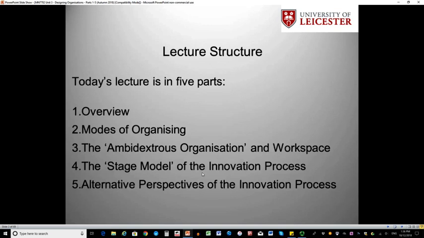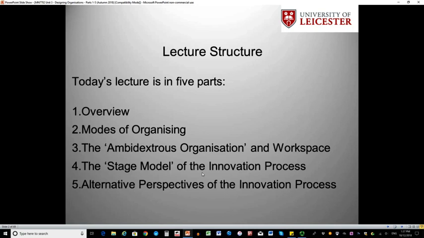into 5 separate parts. First is to do with providing an overview of some of the key issues around the central problems in the management of innovation. The second is around particular modes of organising, and I'm going to focus here on the work of Burns and Stalker. It's quite old work, but it's still extremely relevant, and it's still used in academic literature and informs organisations about how they might organise for innovation.